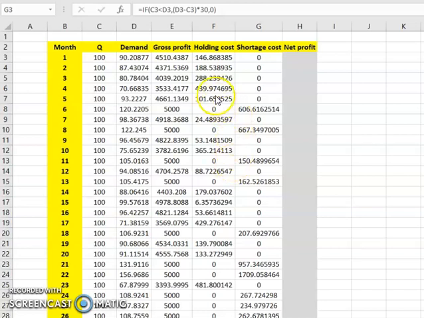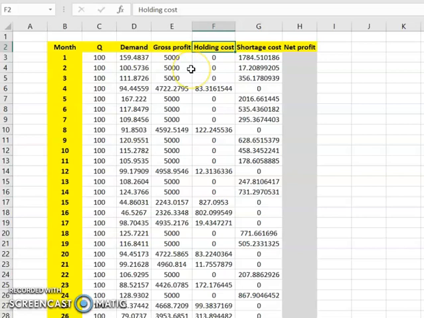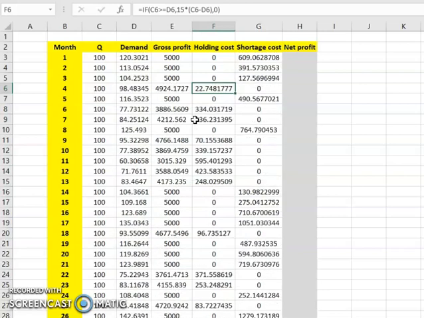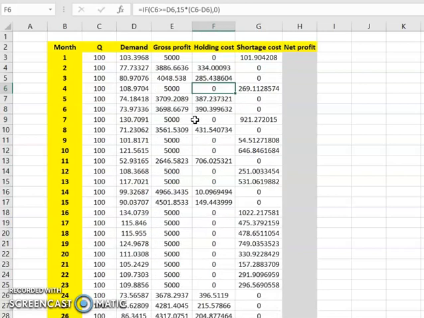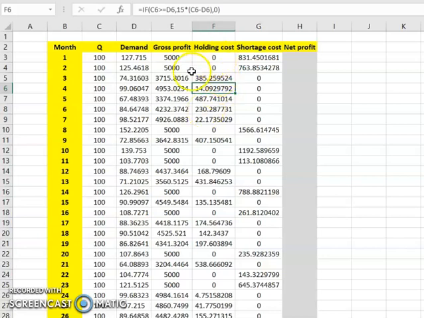When we compare the columns of holding cost, storage cost and shortage cost, we noticed a relation between these two. When one is zero, the other one is positive, and when the other one is zero, the other one is positive. So if I refresh it many times, you will see this rule works for all of them. In fact, in each line, one of them is zero.